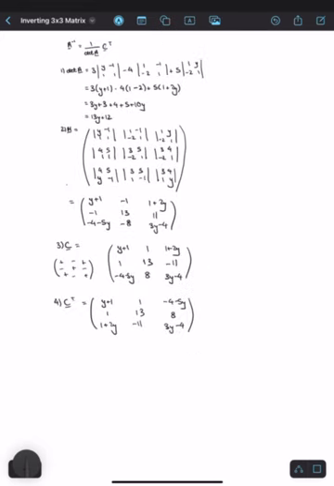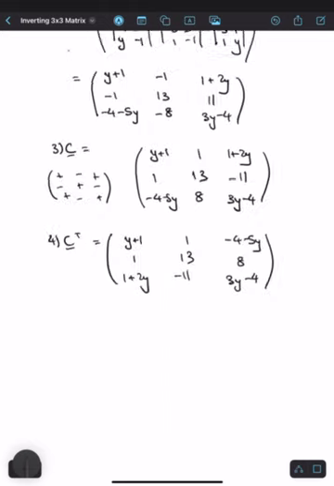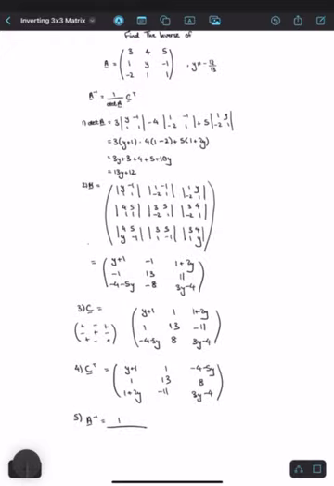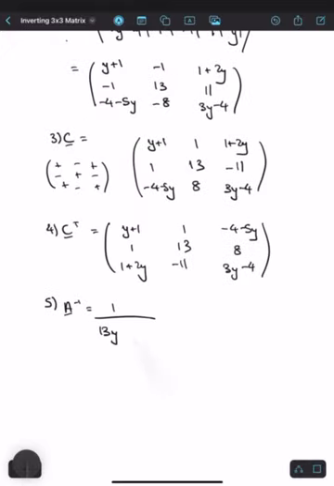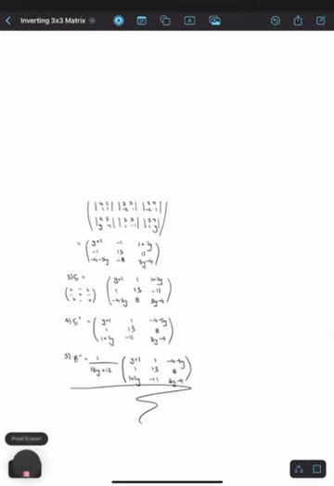Cool. Now all we have to do is put this step 4 and our step 1 into our formula to get the inverse of matrix A. So the inverse is equal to 1 over our determinant, 13y plus 12, and then just rewrite the matrix of cofactors one last time, and let's finish off this process. Minus 5y, 8, 3y minus 4. And this is the inverse of your 3 by 3 matrix.